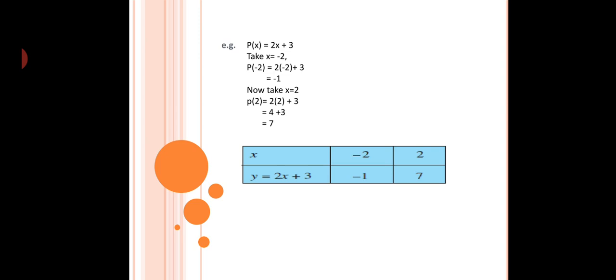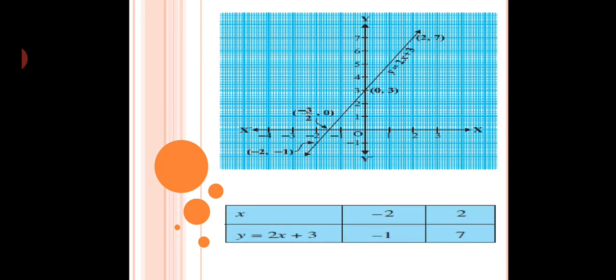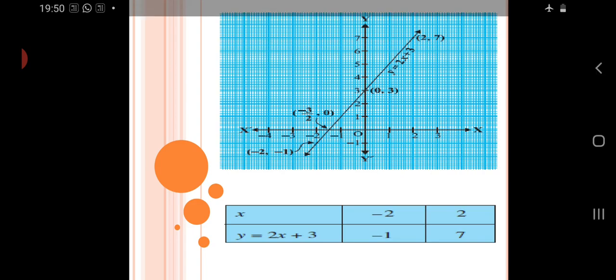Plugging that value into the polynomial, you get minus 1. And if you plug in x is equal to 2, then you will get 7. Now once you plot the graph of this, you can find the two distinct points. One is 2, 7, and another is 0, 3.